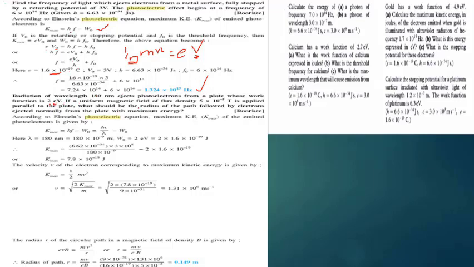Kisha multiply tu na yako ka E tayari units zinabadilika zinakuwa joules. Okay, if a uniform magnetic field of flux 30 Tesla is applied parallel to the plate, what should be the radius of the path followed by electrons ejected normally from the plate with maximum energy. Of course, here we'll need some little knowledge ya electromagnetism. Tutahitaji knowledge kidogo ya electromagnetism, but hiyo haikuwa intention yangu.